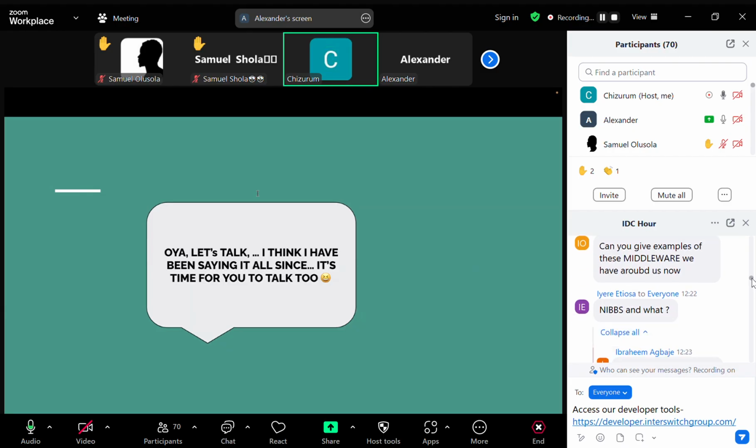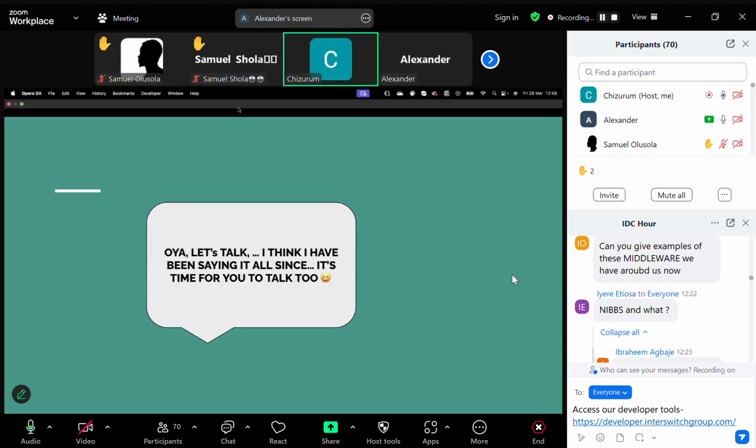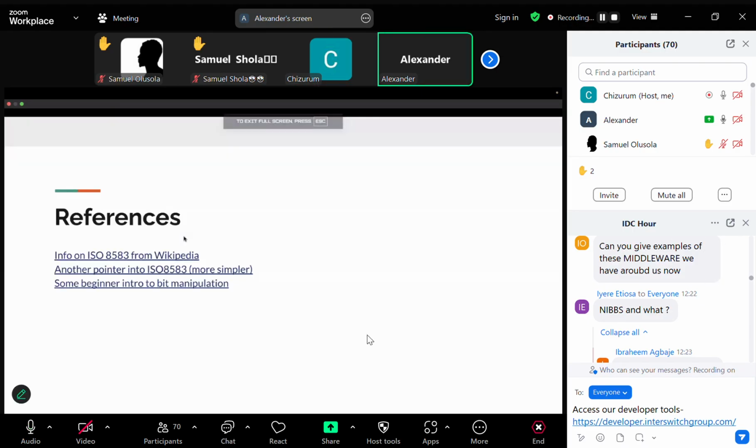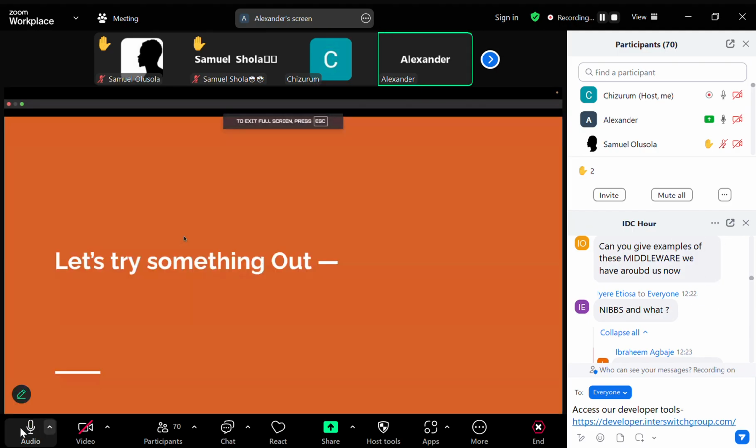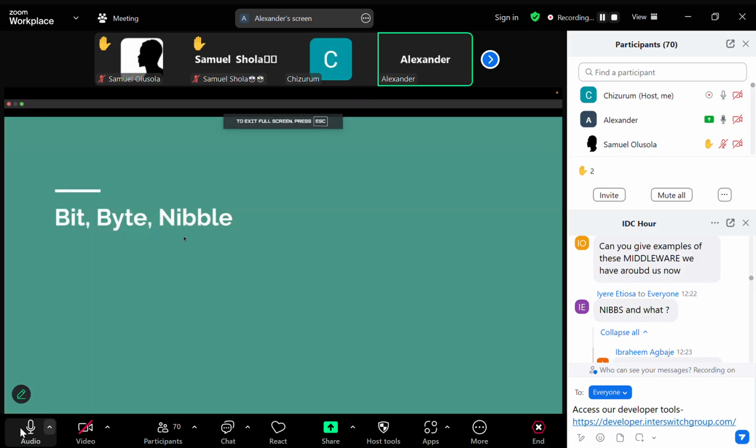So I see one. The person is asking if you can give examples of this middleware we have around us now. I think that was either on your first or second slide when the person dropped this question. Middleware. Hey, hold on.